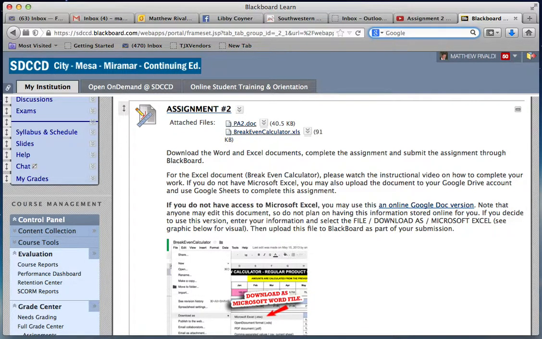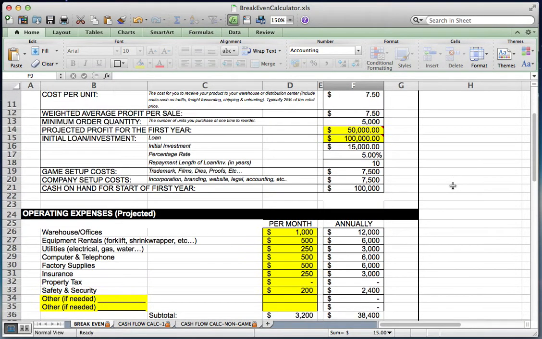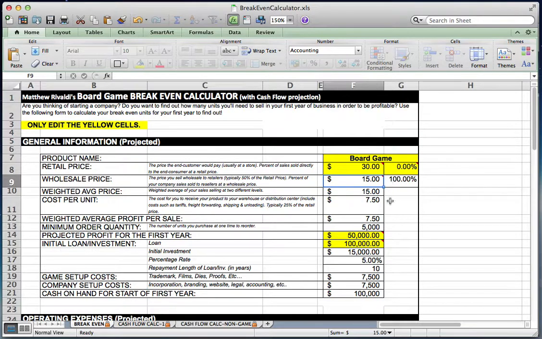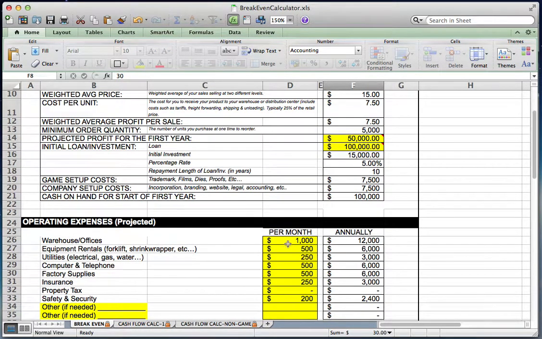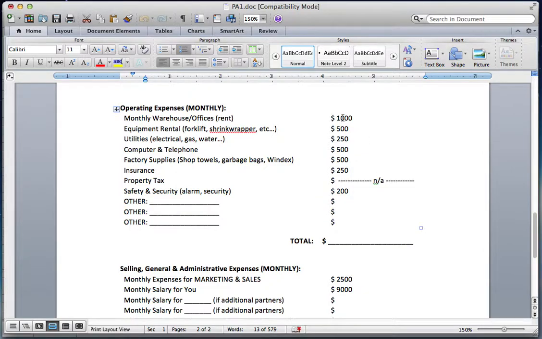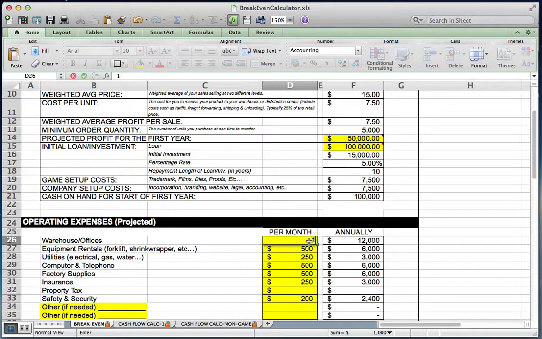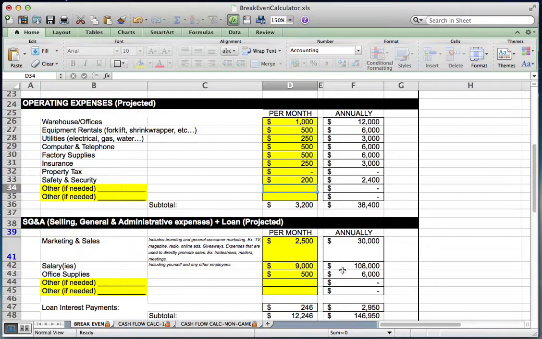So download the Excel file, and on here you'll notice that there are some yellow spaces. Here, only the yellow spaces I want you to fill in. Don't worry about the rest of this Excel file, and it's as easy as typing it in here. So on assignment 1, if you put $1,000 for rent, you would click here and type $1,000, and you would go through and fill in each of these cells to the corresponding amount.